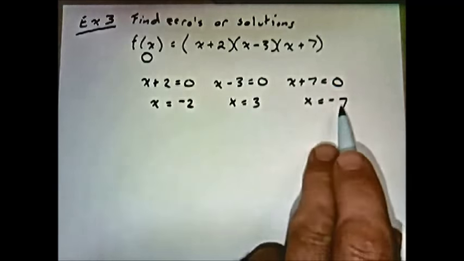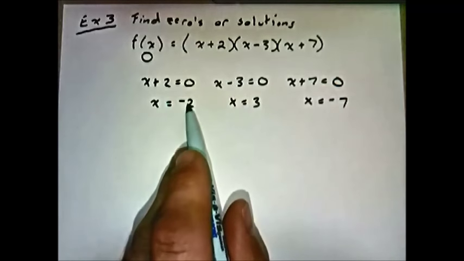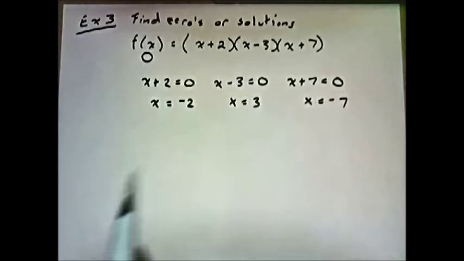Since these are zeros or solutions, when we were to graph it, we should see that we cross the x-axis at negative 2, at 3, and at negative 7.